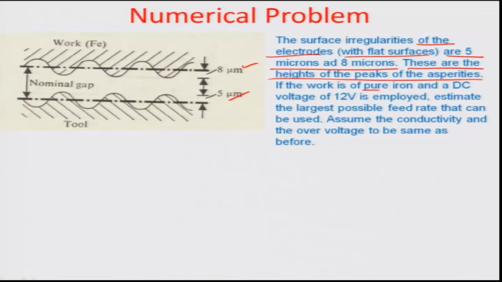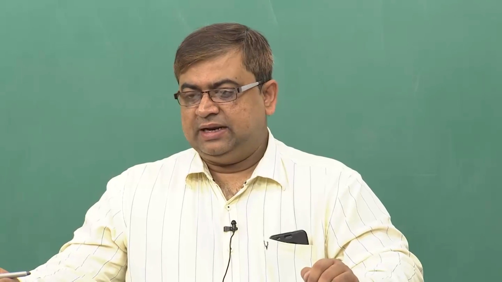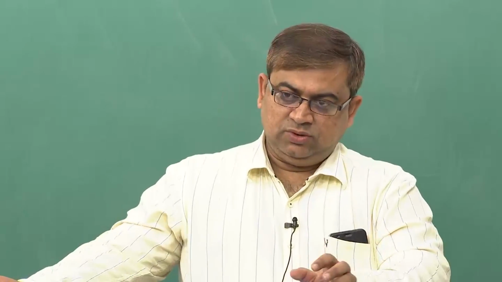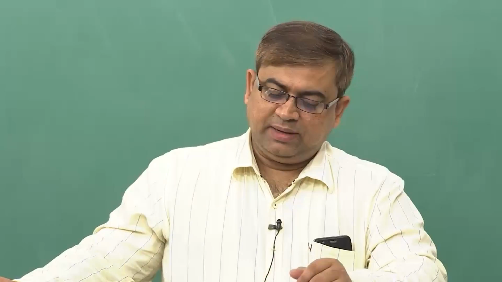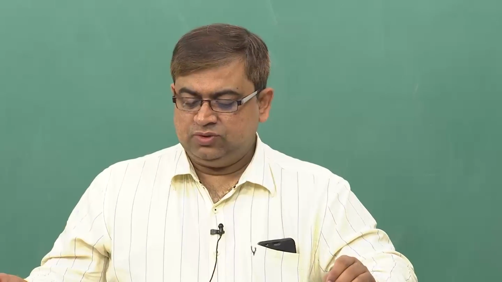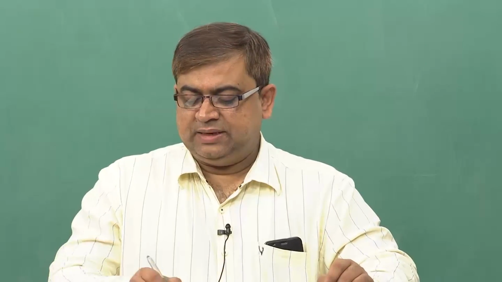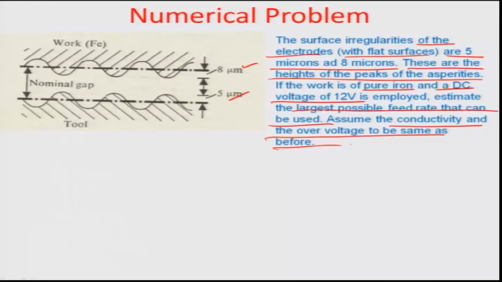If the work is of pure iron and a DC voltage of 12 volt has been employed, you have to estimate the largest possible feed rate that can be used in this particular condition. In other words, feed rate and equilibrium gap are almost related to each other. So, you are estimating the minimum equilibrium gap at which you can operate. Assume the conductivity and overvoltage to be the same as the previous example, and also assume that the surfaces are made up of iron.